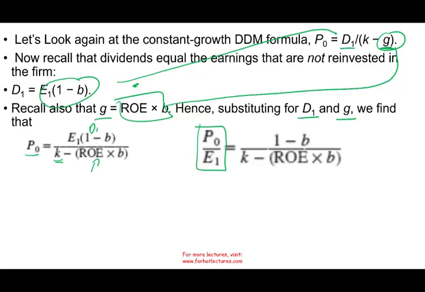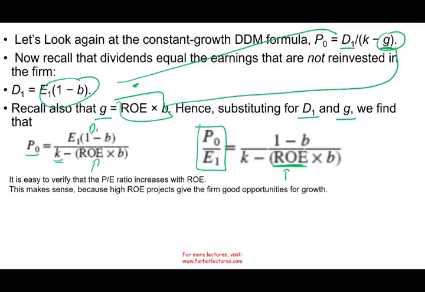Why are we doing all of this? Because we can easily verify now that the PE ratio increases with ROE. If you plug in some numbers and increase return on equity, you're going to have a higher PE ratio, a higher multiple. Why? Because people are willing to pay for your company because you have the opportunity to earn more than the required rate of return. This makes sense because high ROE projects give firms good opportunities for growth.